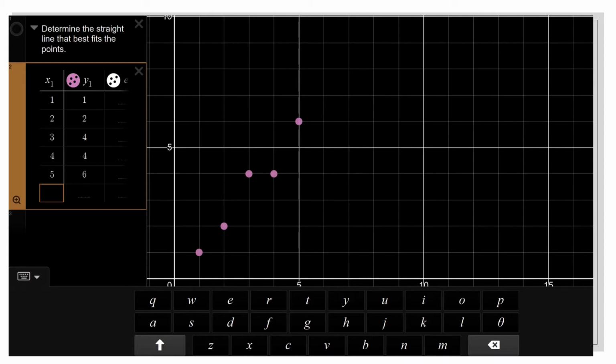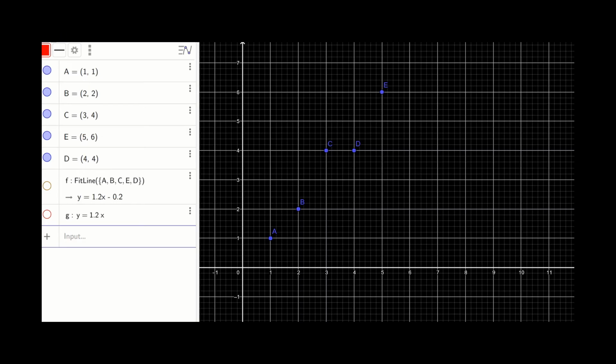So when we have a set of points, we first guess a line, and then we try to fit the line to the points given. Let us take the next guess. Let us assume that the points are already plotted: (1, 1), (2, 2), (3, 4), (4, 4), and (5, 6) are already plotted.